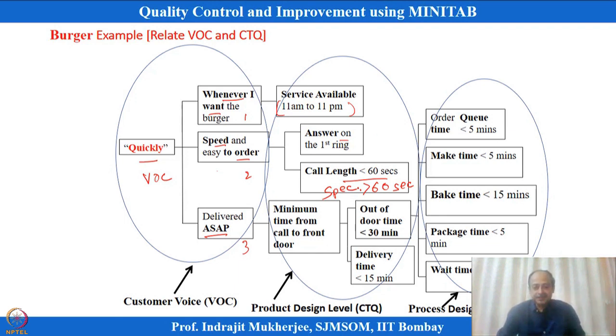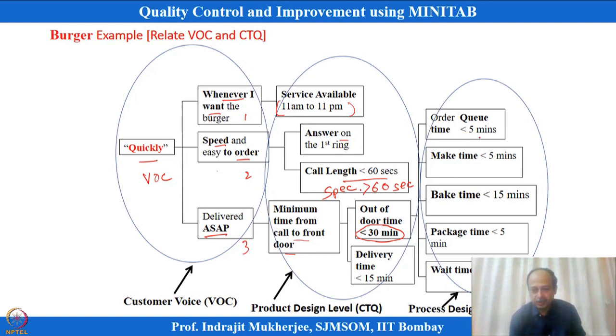Okay. So, as soon as possible, we can also think about the minimum time from call to front door. Here also I have given a specification: out of door, that means from my premises, the order should leave within 30 minutes, and the delivery should be within 15 minutes. So the localities that I am delivering to should be within 15 minutes, I should be able to reach there. That is related to transportation, let us say. But out of door time is mentioned as 30 minutes over here, which can be related with the process specifications.